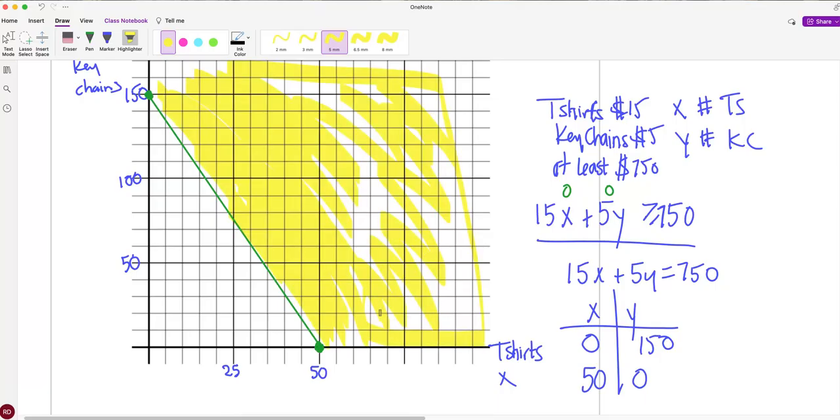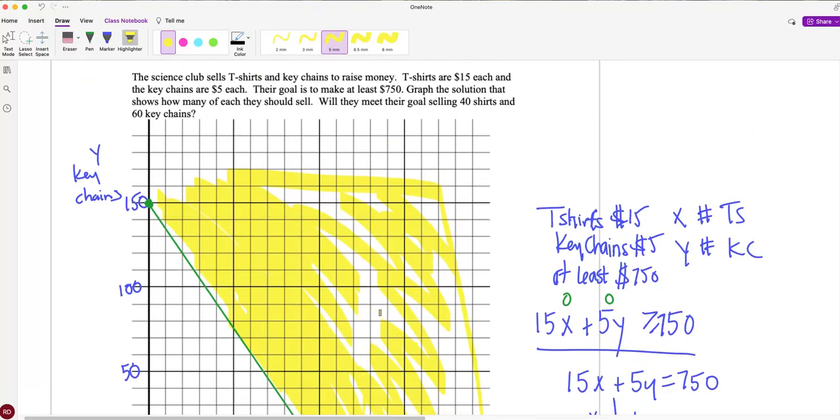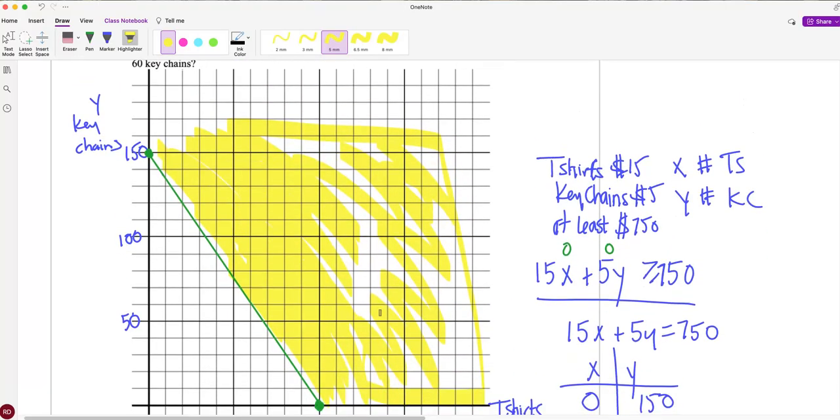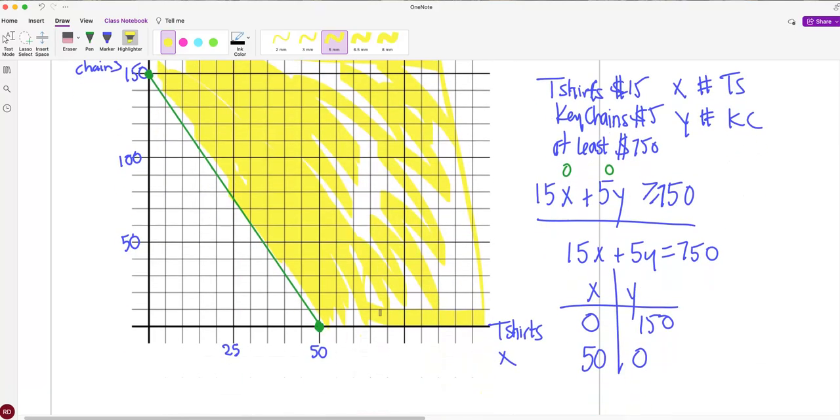Then the other question that remains was, will I meet my goal if I sell 40 shirts and 60 keychains? So 40 shirts, so 25, 30, 35, 40. So 40 is right here, and 60 is right here. So 40, 60 is the point right there. So that point is part of my solution.